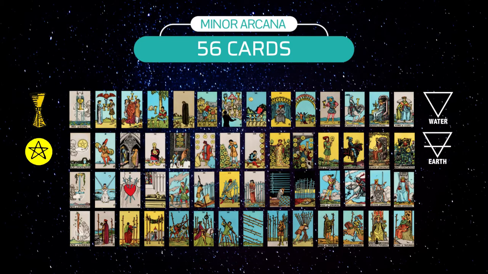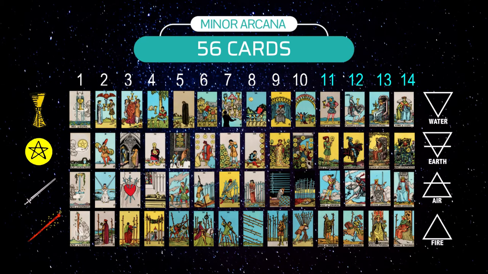The suit of swords reflects decision making, logic, and intellect. It's represented by the element of air. Finally, the suit of wands deals with our will expressed through passion and creativity. It's linked with the element of fire. Each suit has 14 cards.